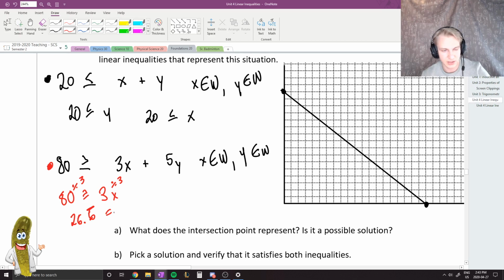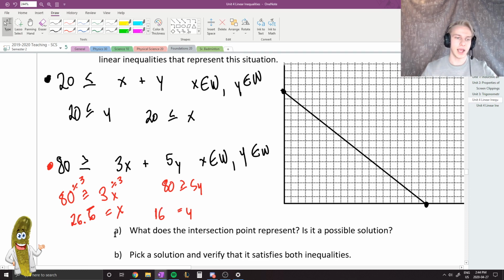26.6 repeating is equal to x. And then for the other one, I have 80, and I'm going to set x equal to 0. 80 is greater than or equal to 5y. And in that case, y can be equal to 16. And so that is my second set of intercepts there.